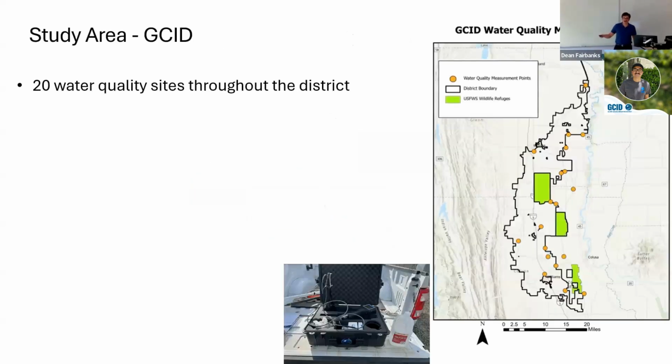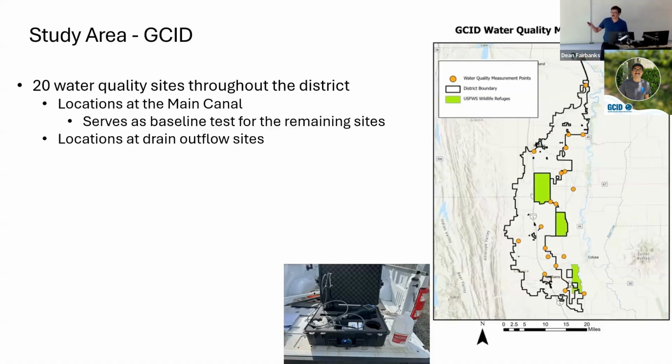So the project study area is the Glenn-Colusa Irrigation District. It spans from north of Hamilton City, just outside of Capay, all the way down to Williams, just south of there. And there are 20 water quality monitoring sites in the district.